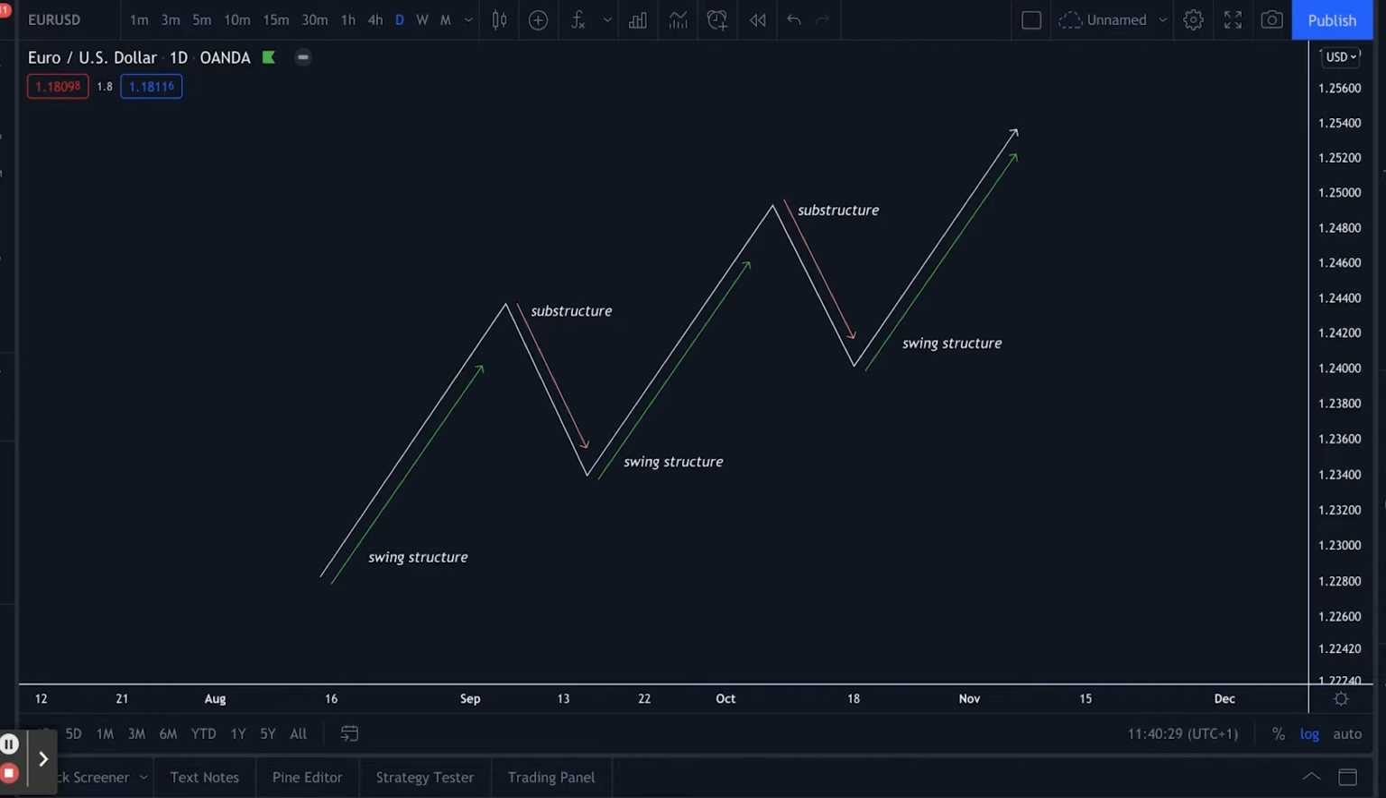So if we are on, for example, the daily chart and we see the market moving up like this, we can see that we're bullish, okay? The trend is up. So the swing structure is therefore bullish. It's these larger impulsive moves in line with the larger trend.